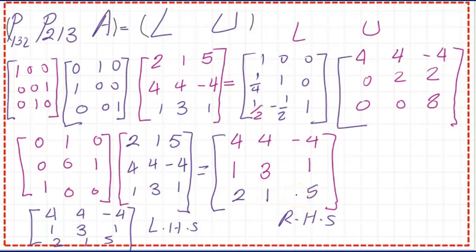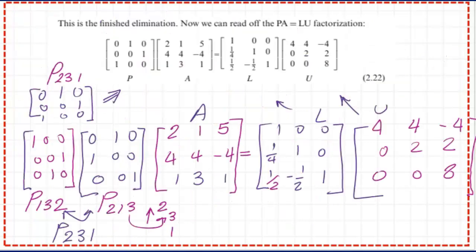Let us check what is the final value of the left-hand side. 0, 1, 0 will bring the second row up, so we have 4, 4, minus 4. 0, 0, 1 will bring the third row as the second row, so we have 1, 3, 1. 1, 0, 0 will bring the first row down, so we have 2, 1, 5. As we can see, the left-hand side is equivalent to the right-hand side: 4, 4, minus 4, 1, 3, 1, and 2, 1, 5. We move to the next slide.